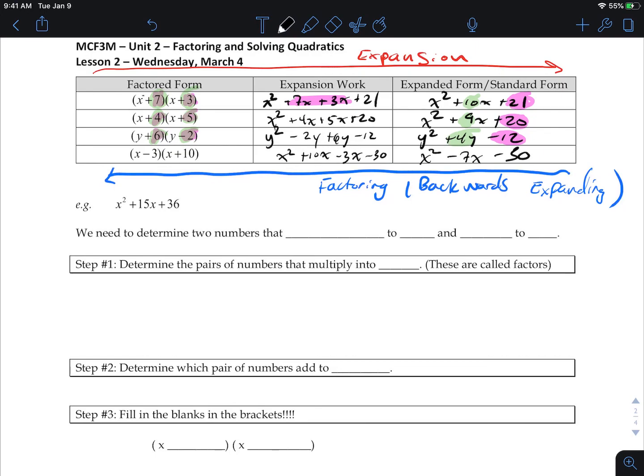Okay, so if we look at this, this is just standard form, right? I've got y equals ax squared plus bx plus c. Or I've got an a floating here where it's 1, right? So I've got my a's, b's, and c's, right? And we need two numbers that multiply to c, in this case 36, and add to b.